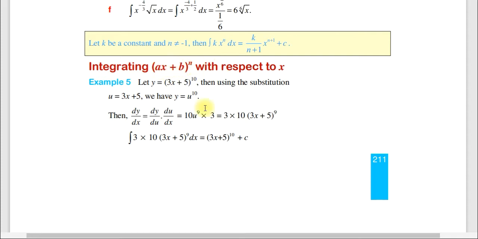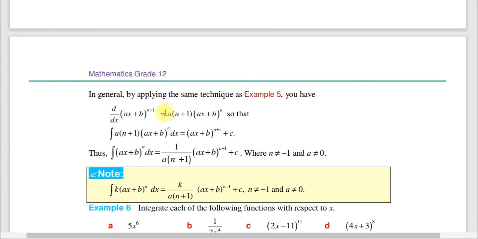In general, by applying the same techniques as example 5, you have d by dx of (ax + b) to the power of n + 1, which is equals to a times (n + 1) times (ax + b) to the power of n, so that the integration of a into (n + 1) times (ax + b) to the power of n with respect to x is equals to (ax + b) to the power of n + 1 plus c.